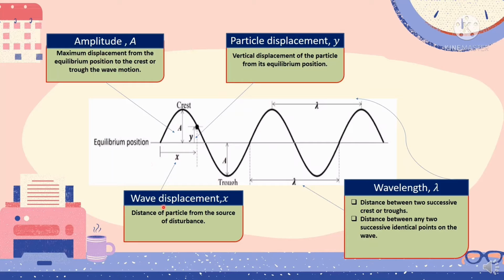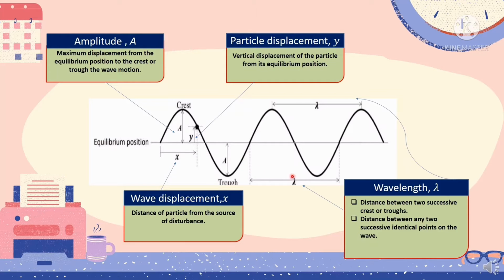For the wave displacement, with the symbol of small x, it is defined as distance of particle from the source of disturbance. So basically, the source of disturbance is here. So any distance from the source of disturbance, we call it wave displacement with the symbol of small x.